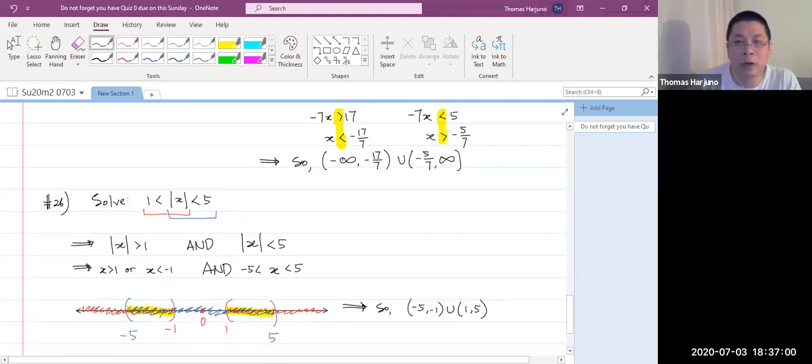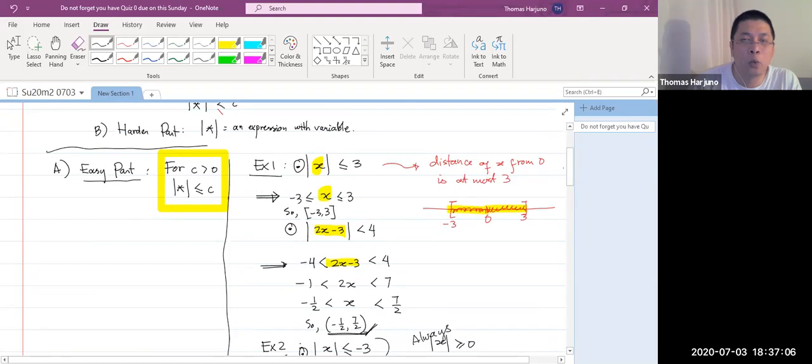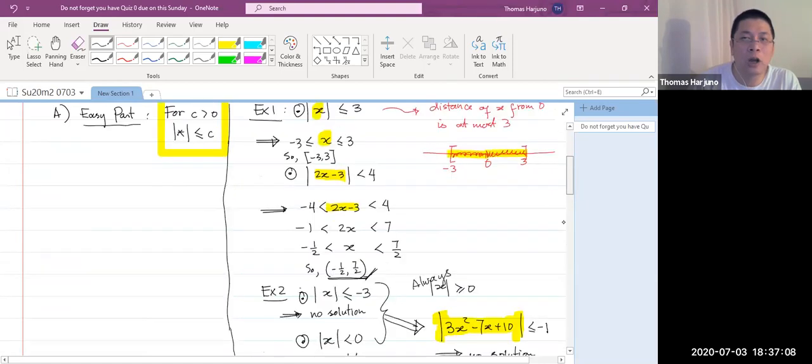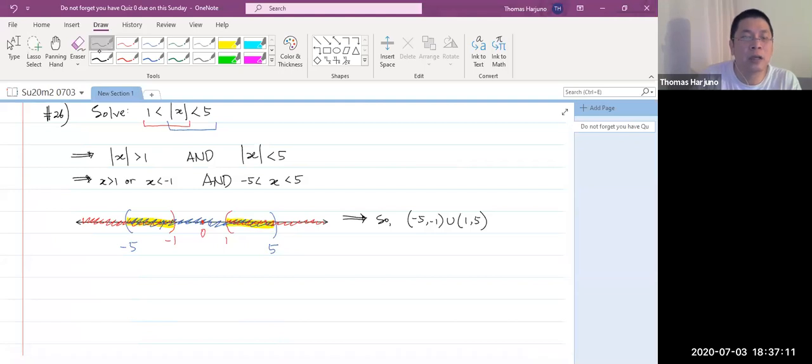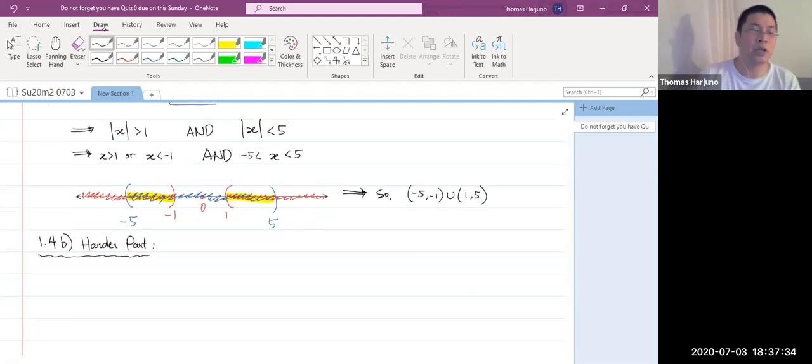Now that's the easy part. I know it seems to be hard at first, right? But that's basically a review of what you had before. Now the harder part is when the other side has a variable. And you don't see this in your textbook. So if you rely on your textbook only, you won't be able to answer this kind of question. But I think you also see in my take home quiz 1 to 3 this one question there.